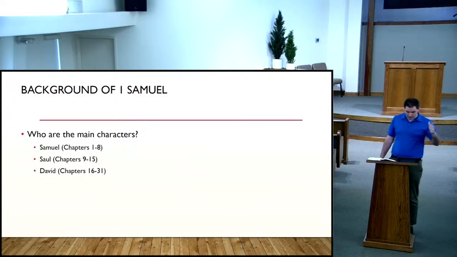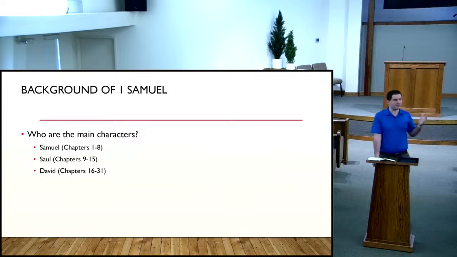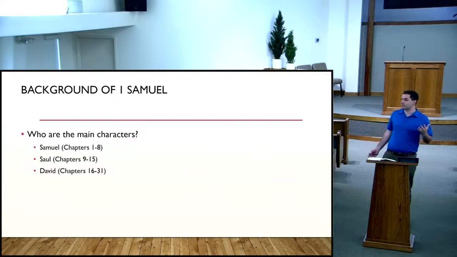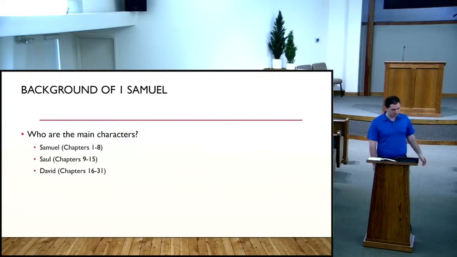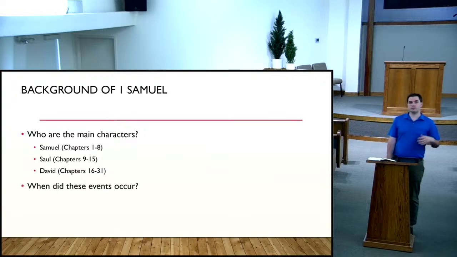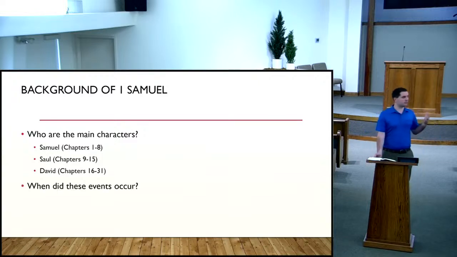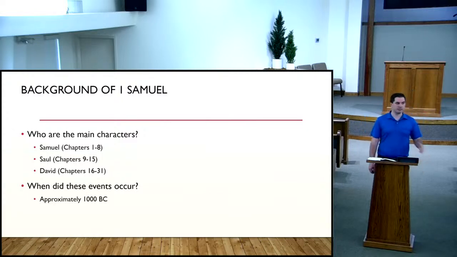They're going to be the focus of the study, but this book is not just a giant character study where we're going to focus on these three guys. There's a lot of other moving pieces, a lot of other themes that God wants us to see in this book. Okay? What about when these events occurred? Somebody give me a ballpark year, nice round number. Yeah, great. So 1,000 years BC, maybe Samuel would be like 1100-ish, somewhere in there.